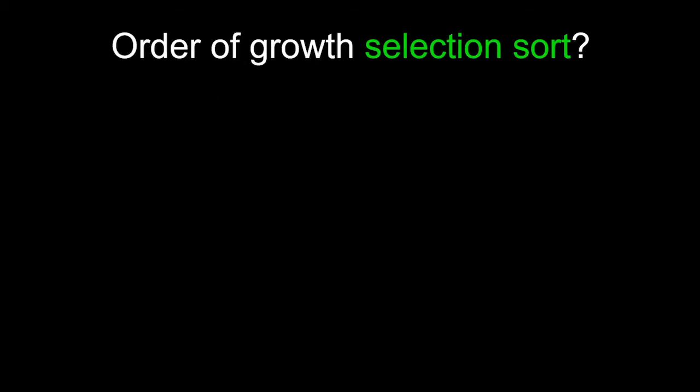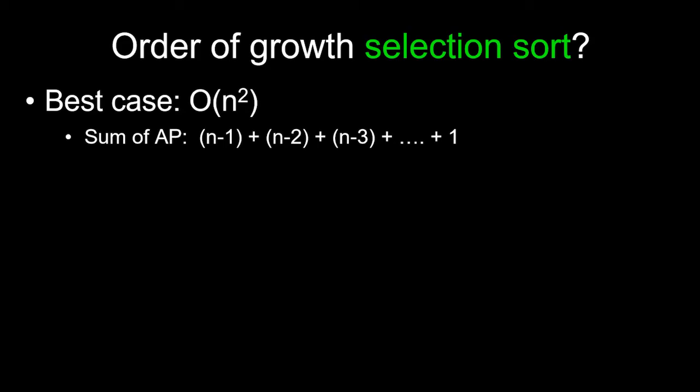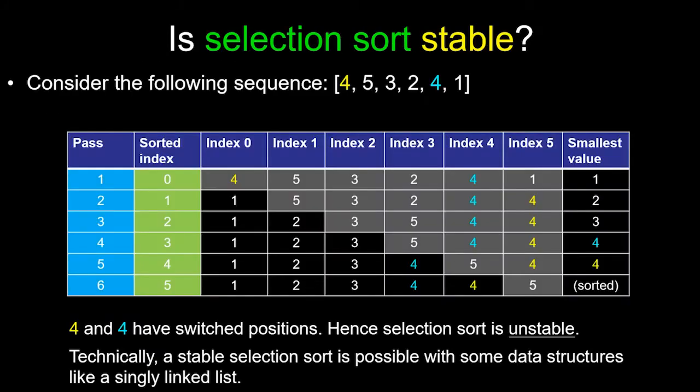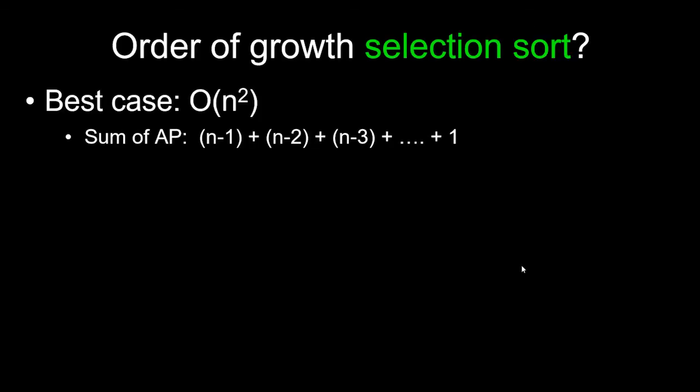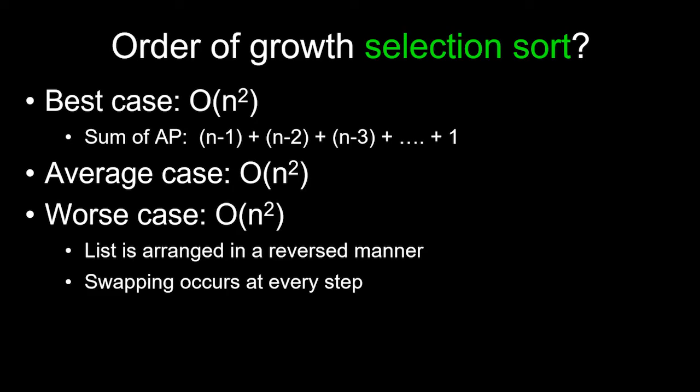Order of growth for selection sort. In this case, the best case is O(n) squared. Because you look at this, it will make a pass: you will look at the first row, you will compare 5 elements, then 4, 3, 2, and 1. So basically, you have a sum of an AP. Average case is also O(n) squared. Worst case is also O(n) squared.